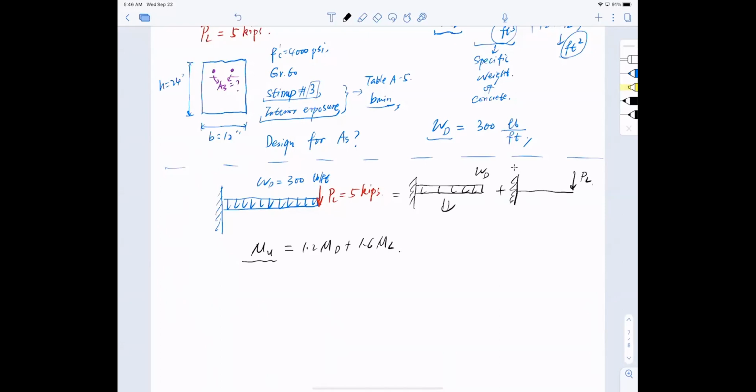So I drew the moment diagram like this, and the moment diagram looks like negative values like that. And then I have a concentrated load, right? This is also a negative moment diagram like that. Okay, so what is this value here?